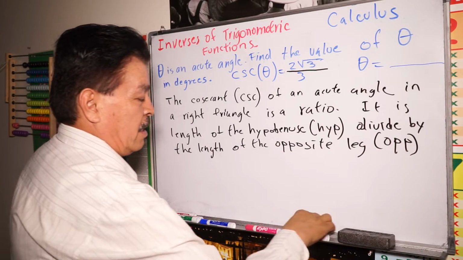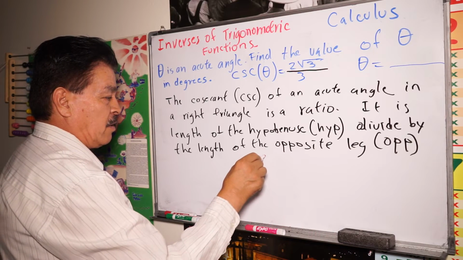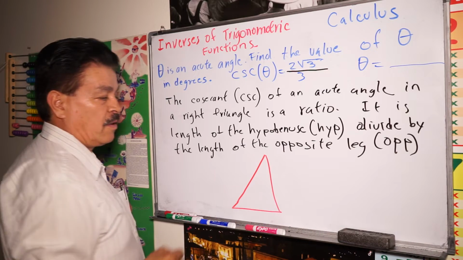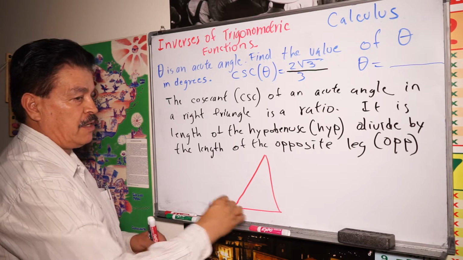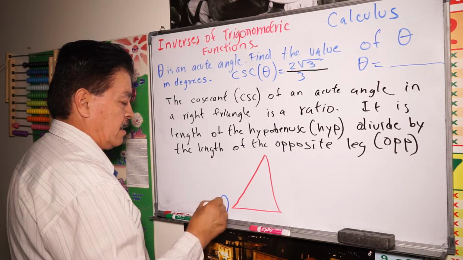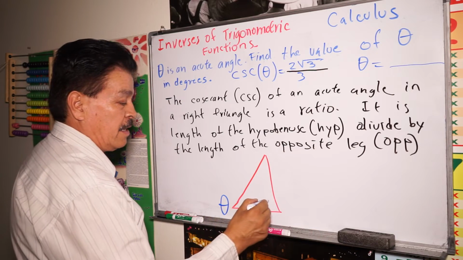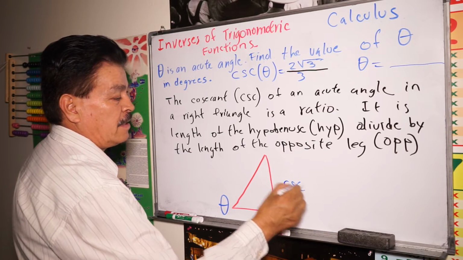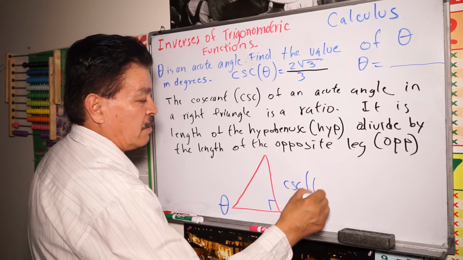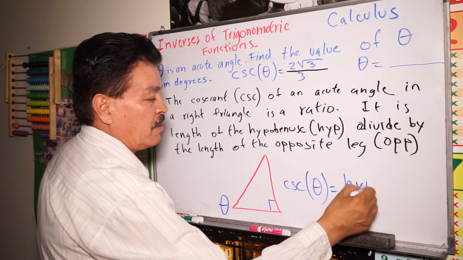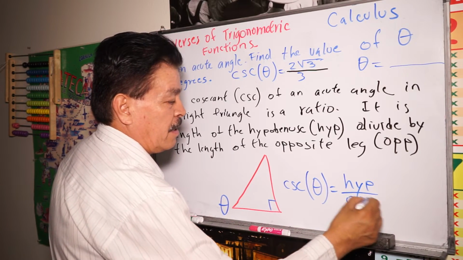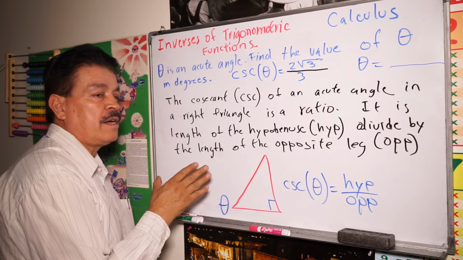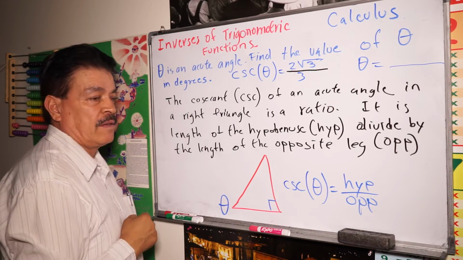For instance, we have a triangle right here. We write the values here. In this triangle we are looking for the value of this angle. This is a right angle. So the cosecant of the angle is equal to the hypotenuse divided by the opposite leg. This is the concept that we have to memorize or remember to work in our class today.